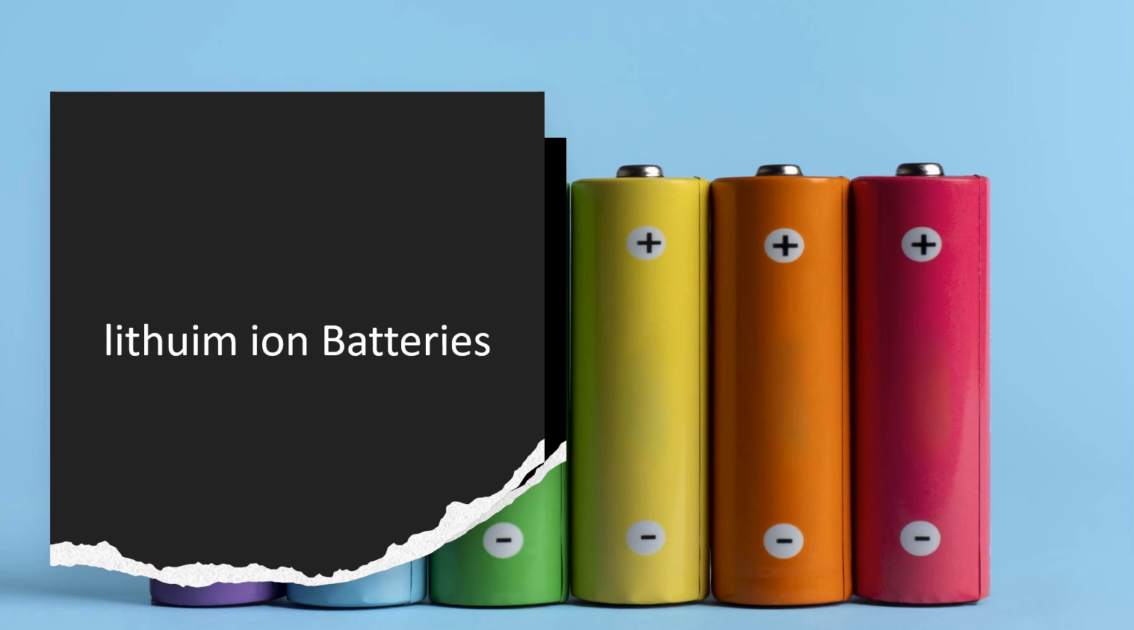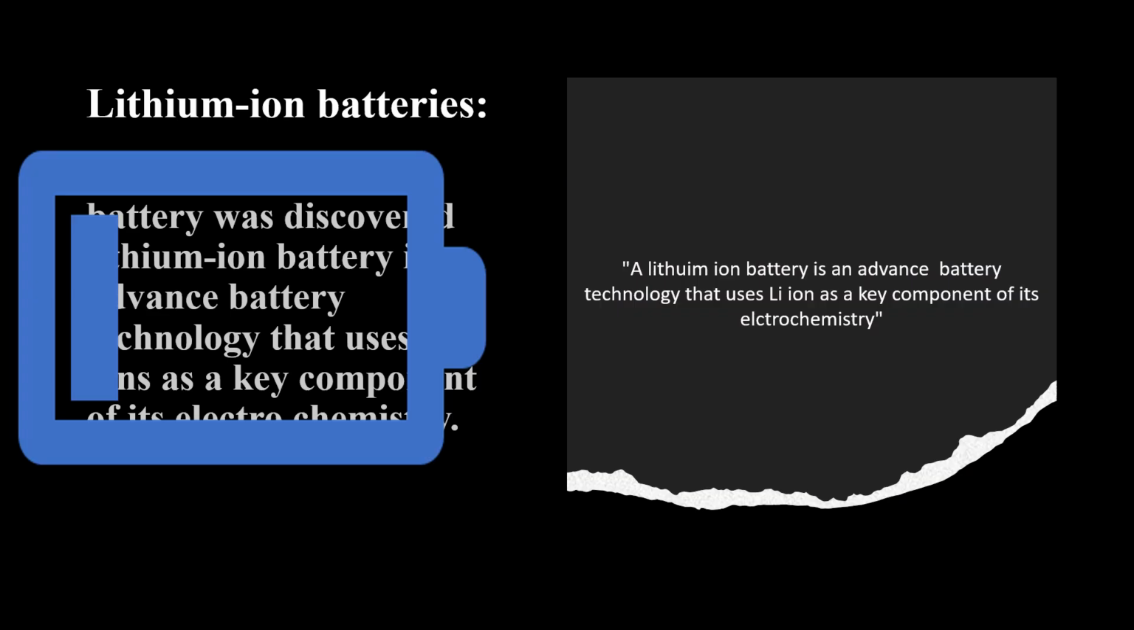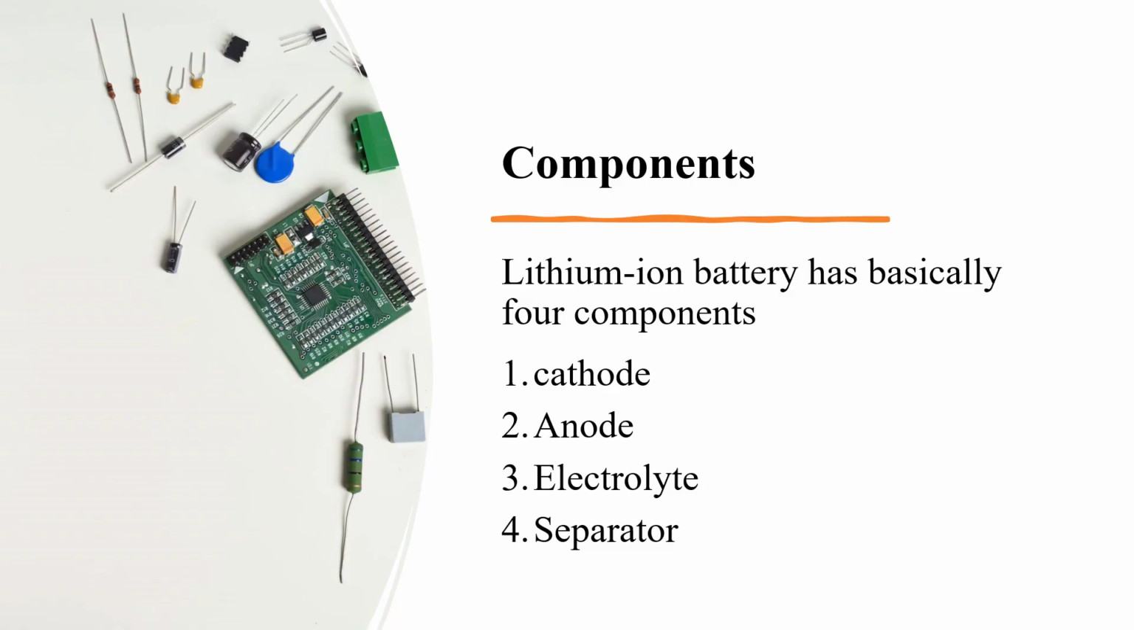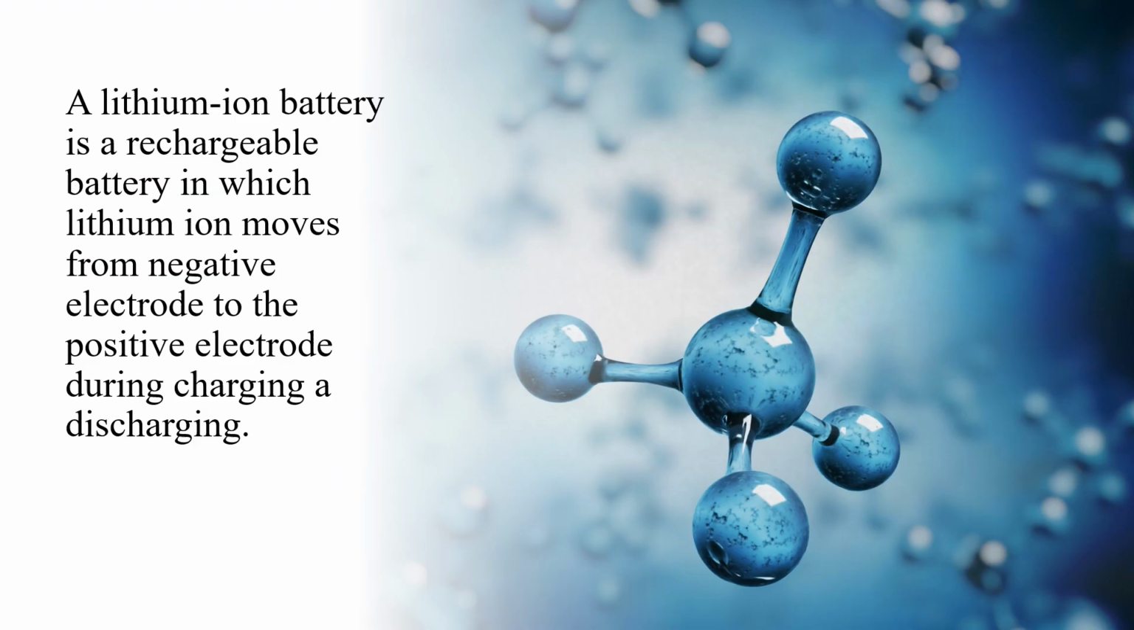Now we will see lithium ion batteries. A lithium ion battery is an advanced battery technology that uses lithium ion as a key component of its electrochemistry. Lithium ion batteries have basically four components: first the cathode, second the anode, then the electrolyte, and lastly the separator. A lithium ion battery is a rechargeable battery in which lithium ions move from the negative electrode to the positive electrode during the charging or discharging process.